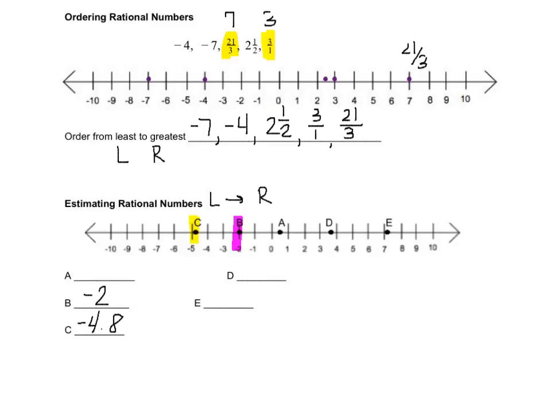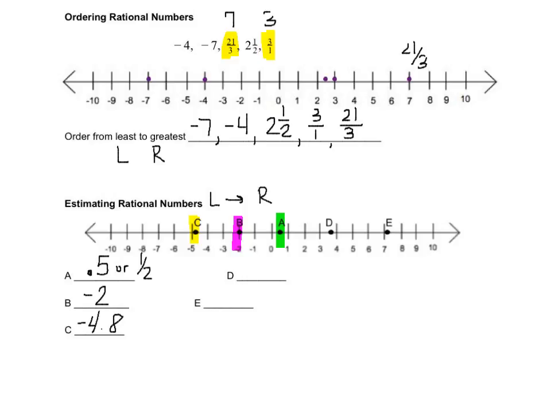Point A, right here, that one does not fall directly on a line, but it is, or at least appears to be, halfway between 0 and 1. So I would say it's a pretty safe estimation to say that it's 0.5. You can write it in its decimal form, or you could give its fraction form. Either is fine.